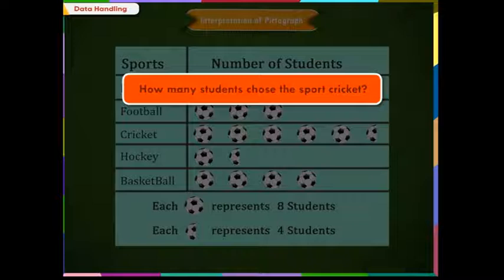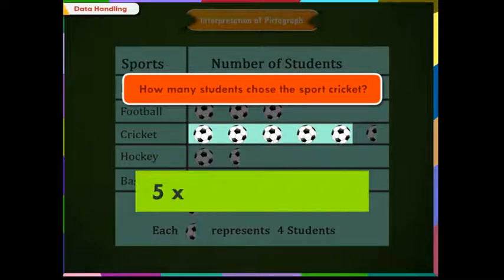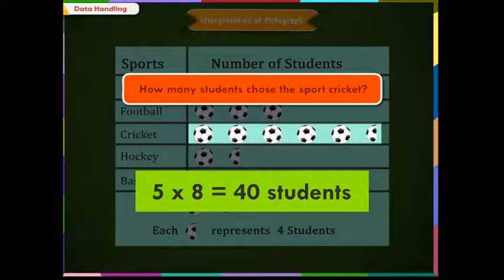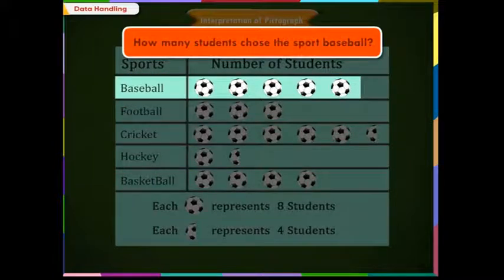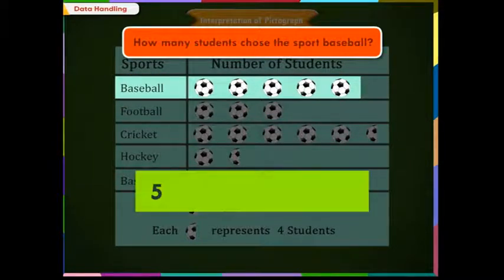How many students chose the sport cricket? Let us count the pictures here. 1, 2, 3, 4, 5. 5 full pictures means 5 into 8 equals 40 students. And 1 half picture means 4 students. This means 40 plus 4 equals 44 students. How many students chose the sport baseball? 5 into 8 equals 40 students had chosen the sport baseball.